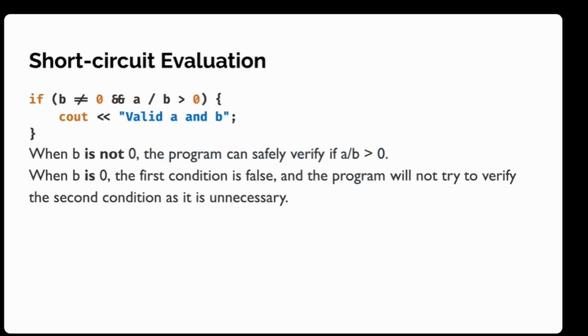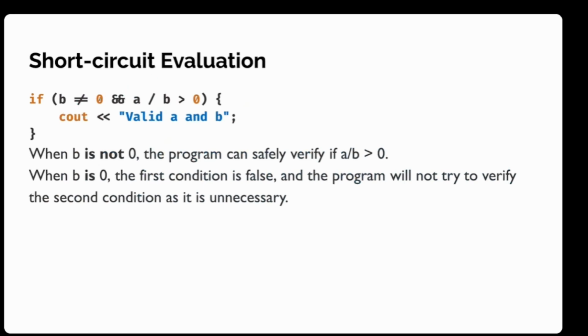Okay, next thing is short circuit evaluation. Now, if you try to do A divided by B, and B equals 0, it'll throw an error, like a zero division error. So in order to make sure that your program doesn't die, you put B not equals to 0 first. You first check whether B is not equal to 0.